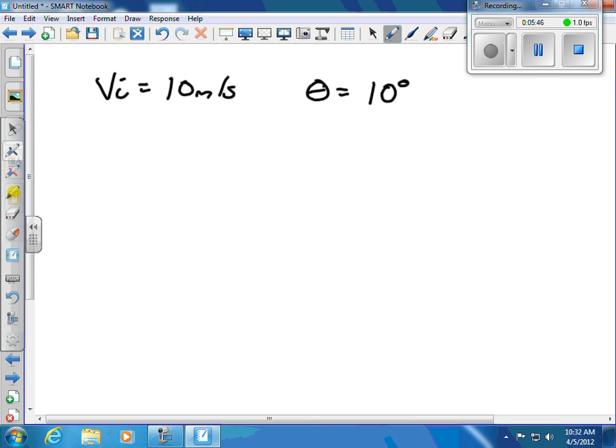So we have our Vi equals 10. We have a Vy and a Vx, the components. We can just break it down, it's pretty easy. So now we just have to solve for Viy and Vix.